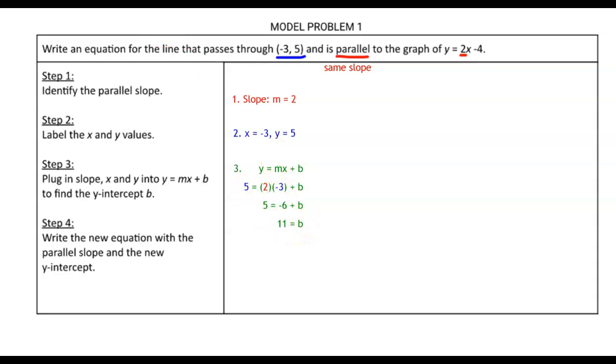So now I have all the information I need. I have the piece of information that the slope is equal to 2, and I have the information that the y-intercept is equal to 11. So all I have to do is write the new equation with the parallel slope, which is this, and the new y-intercept, which is the one I found here.